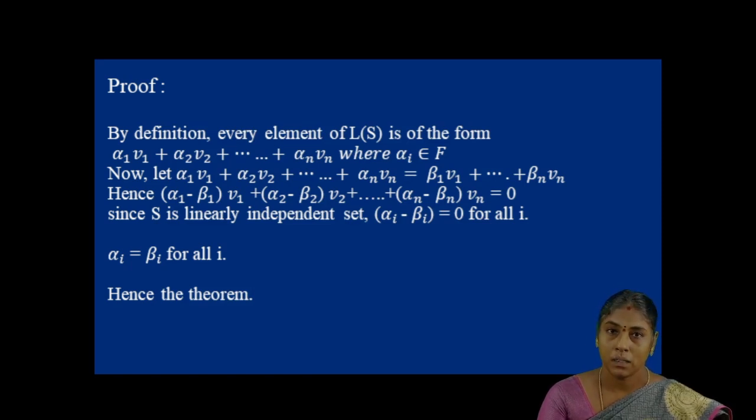We have chosen two combinations: alpha 1 v1 plus etc. plus alpha n vn is equal to beta 1 v1 plus etc. plus beta n vn.